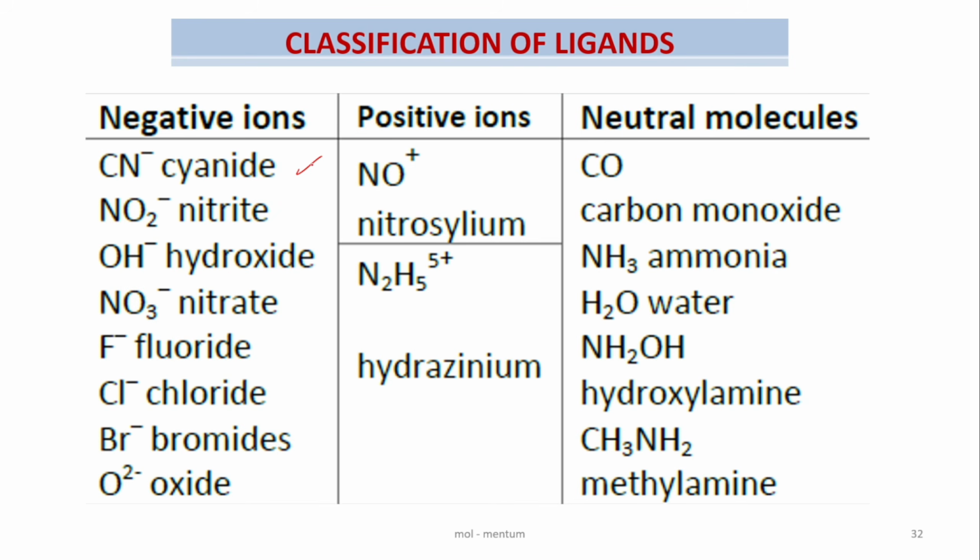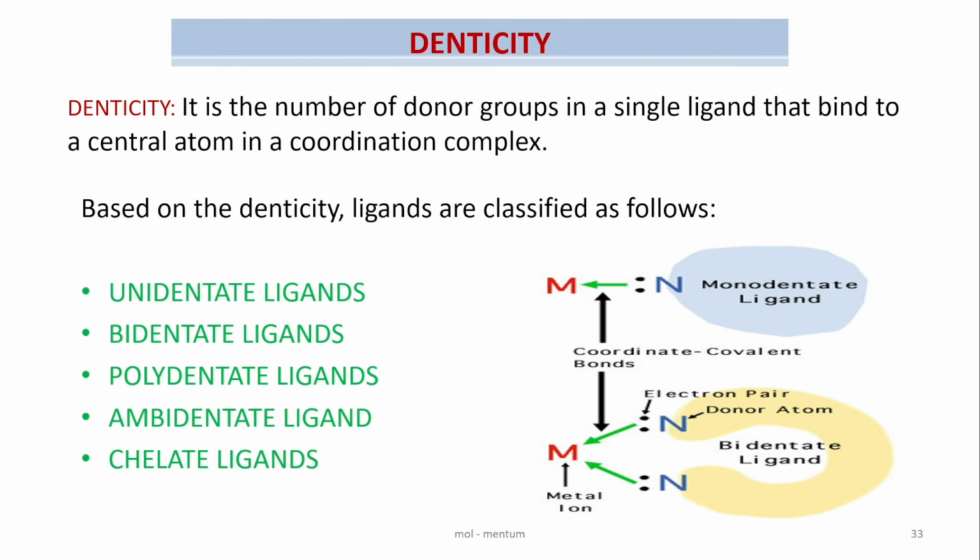So these are the examples of the classification of ligand. We have negatively charged ligands: cyanide, nitride, hydroxide, nitrate, fluoride, chloride, bromide, oxide, like this. Then we have positively charged ligands: nitrosyl, nitrosonium, hydrazinium, like that. Then we have neutral ligands like carbonyl, carbon monoxide, ammonia and water, hydroxylamine, methylamine. So these are examples of neutral ligands.